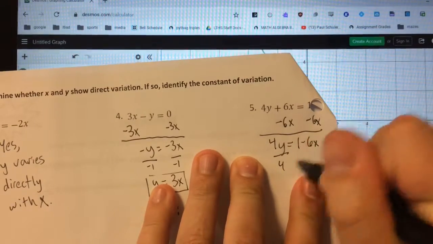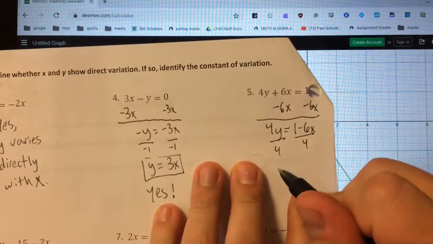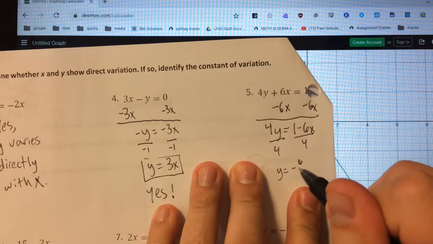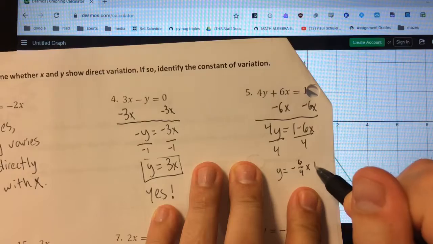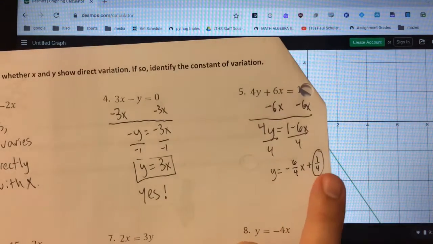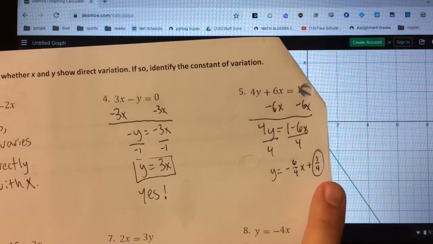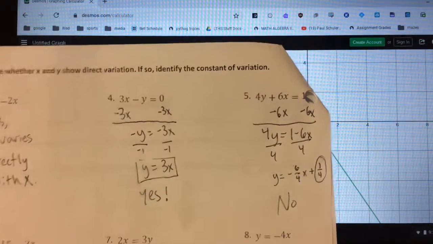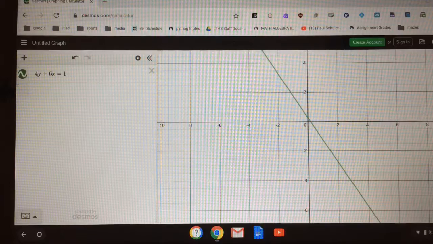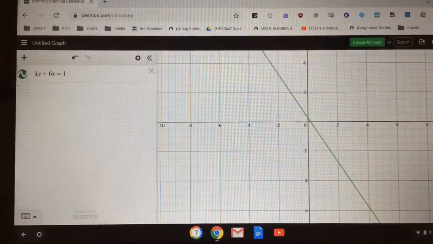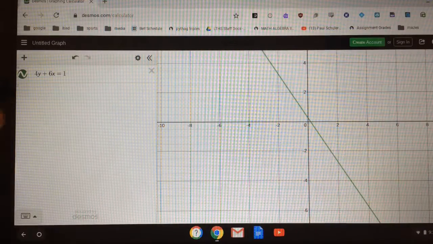And then right away, I can already tell that this isn't going to work out. When I divide by 4, I get basically negative 6/4 x plus 1/4. This one has a y-intercept that is not 0. Right? It's got this constant term, which is sort of preventing us from having direct variation. So this is a no. No direct variation on this one. But we could tell that from the graph, like, really easily. You know? All right, so let's do the next one. We've got a couple more to knock out here.